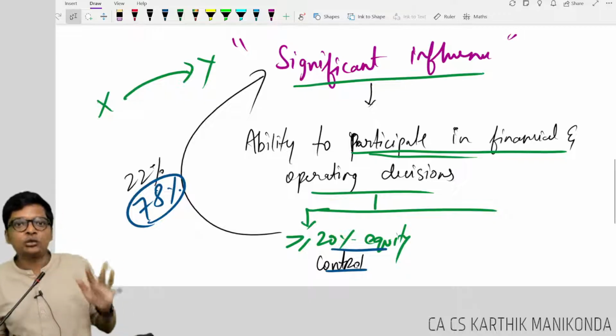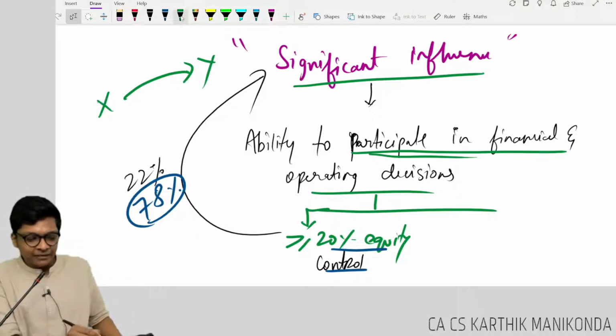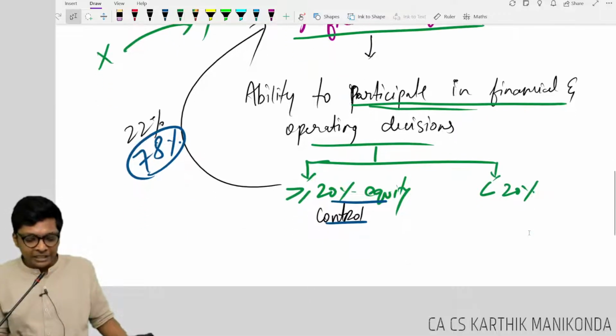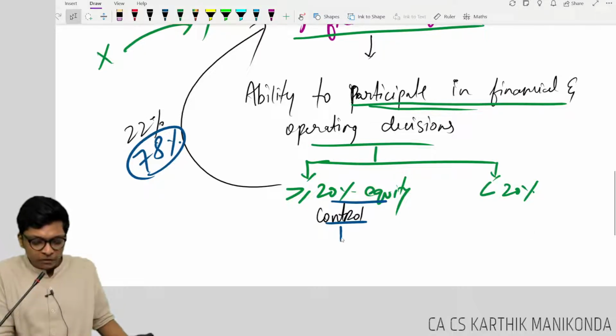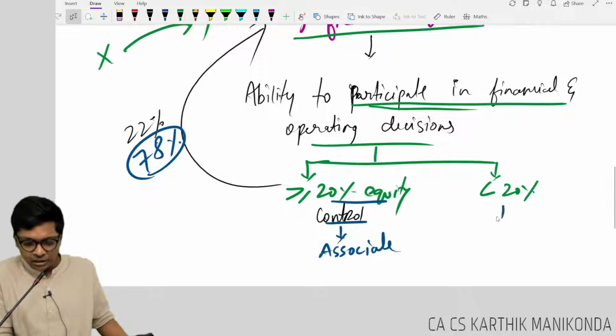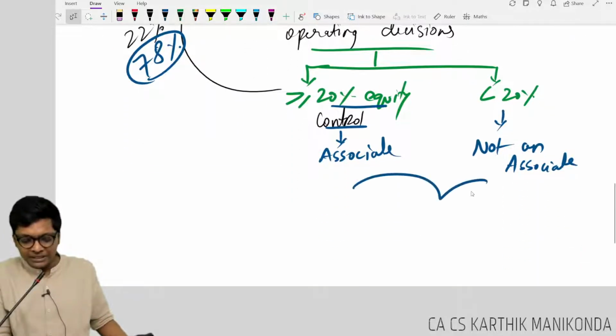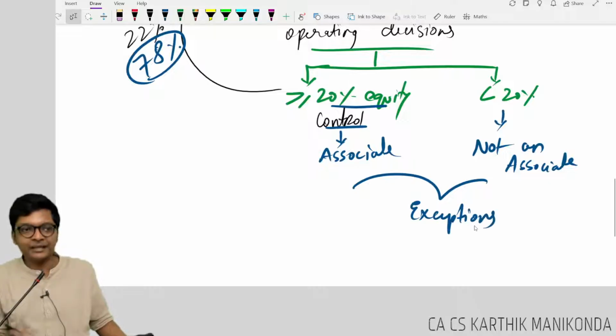Second one is, sir, I have less than 20%. So if I have 20% or more, I will treat it as an associate. Here, less than 20%, not an associate. However, both these have exceptions. Let me give an example.